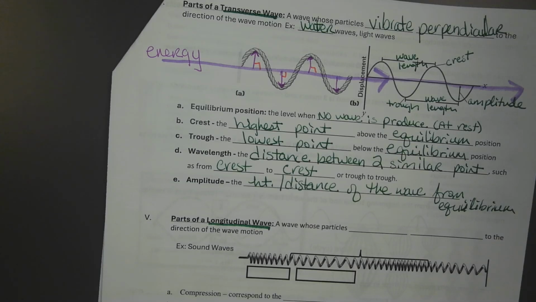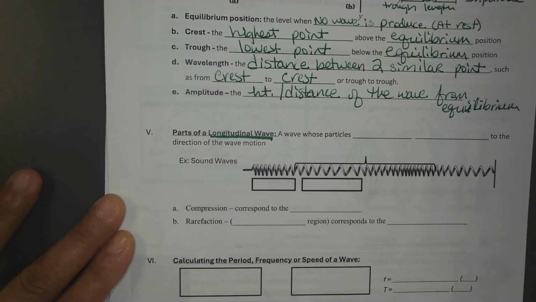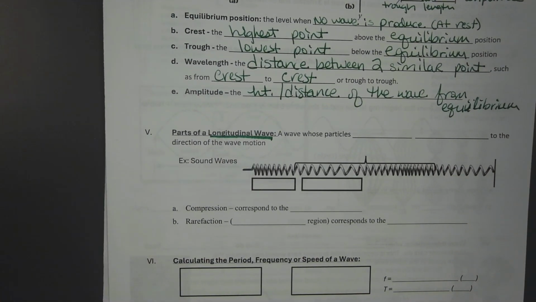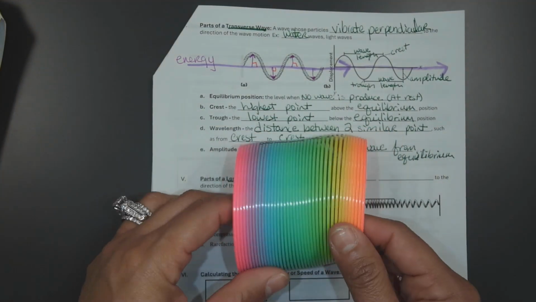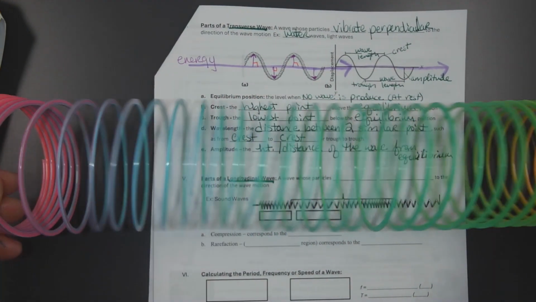Okay? So being able to label a transverse wave and a longitudinal wave are some pretty easy things to do on the quiz. Right? Being able to find the spring constant, we should be able to do that on the quiz. Parts of a longitudinal wave. Now, a longitudinal wave is like a spring or a slinky, right?